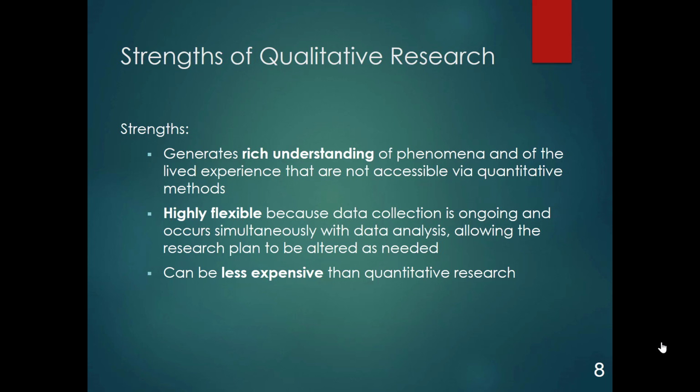So when you do qualitative methods, you're collecting data, but as you're getting that data, you're also analyzing the results at the same time. So therefore, you can look at the data you're getting and you can adjust or alter the research plan if you need to do that. With quantitative studies, you don't do that. So with quantitative, you don't analyze the data until all the data is collected. Qualitative study can also be less expensive than when you use quantitative.